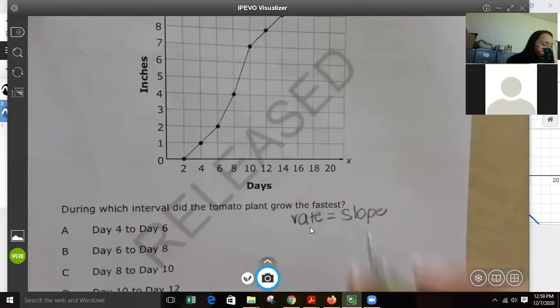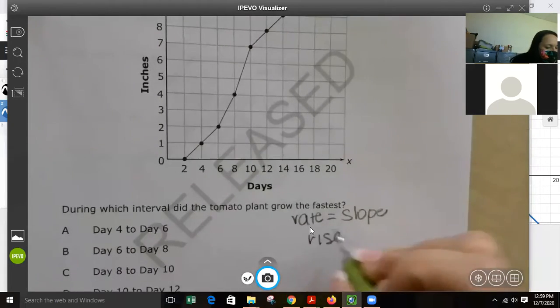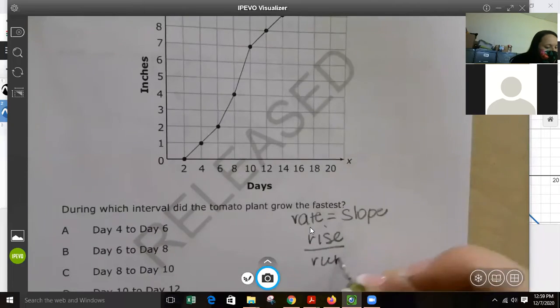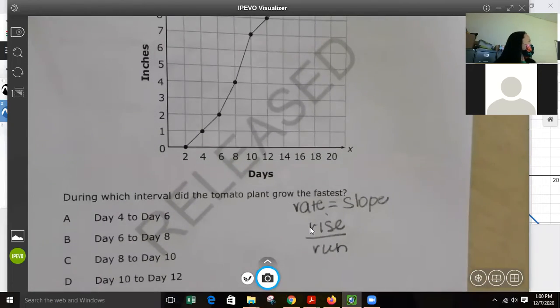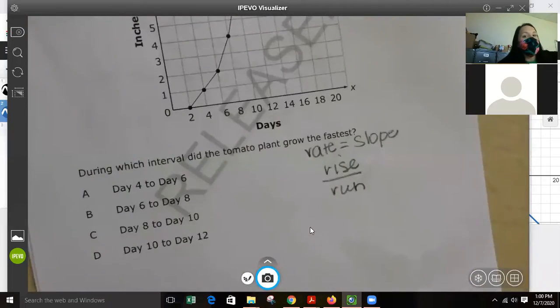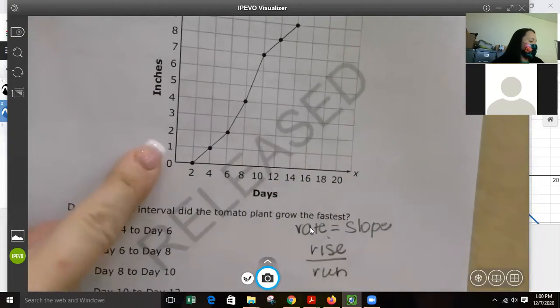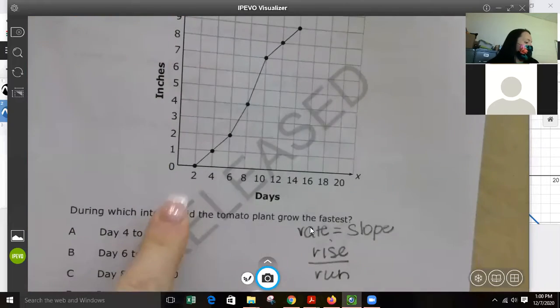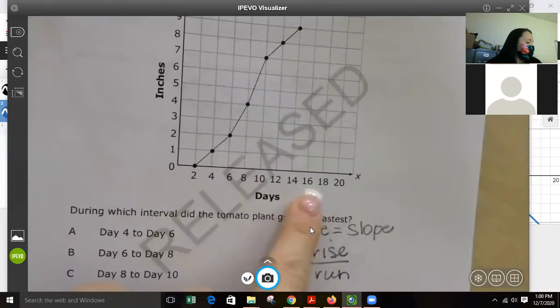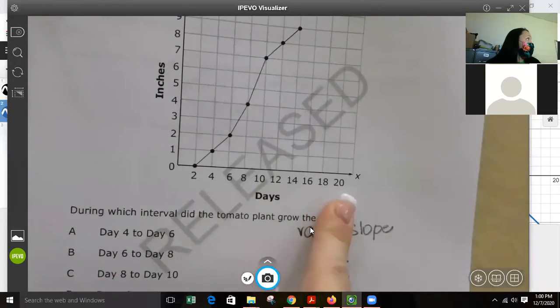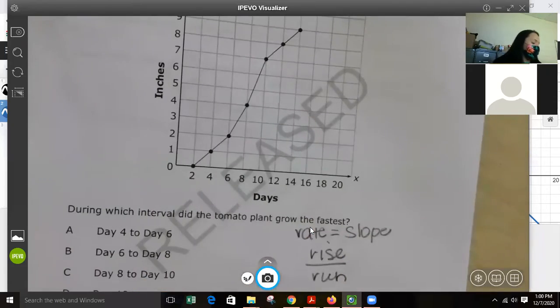Remember, to find the slope on the graph, we do rise over run, and we want the fastest, or the biggest. Okay? So we're going to start with day 4 to 6. I'm going to show you what that looks like. Watch your scales. They were dirty dogging you on this one because they have 1, 2, 3, 4, 5, 6, 7, 8, 9, 10. But what do they have down here? 2, 4, 6, 8. So it goes by twos.